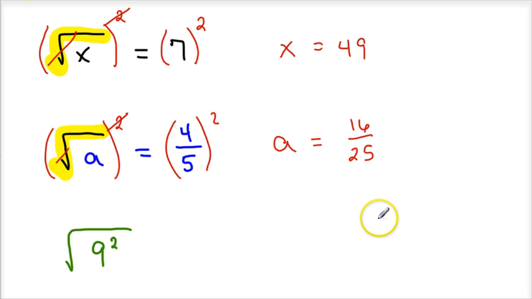When we get 16 over 25, wait, actually, no. If you could reduce, reduce. If that was a question, always try to reduce.